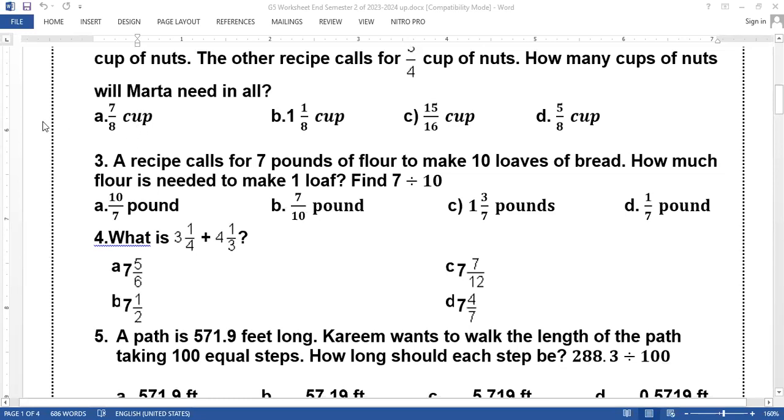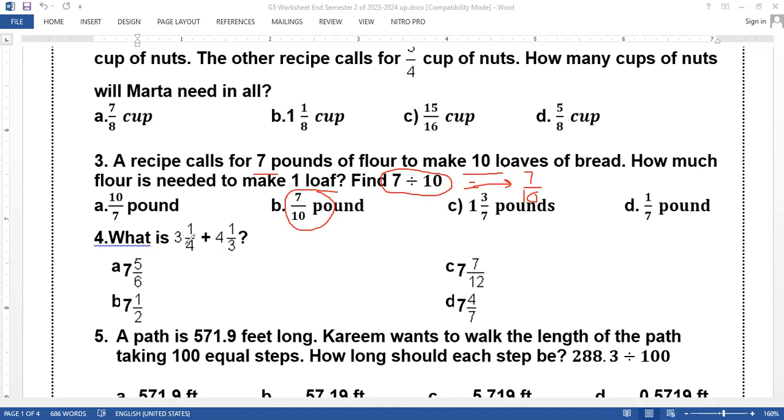Question number 3. A recipe calls for 7 pounds of flour to make 10 loaves of bread. How much flour is needed to make 1 loaf? So we write here 7 divided by 10. As you know, division can be written as a fraction, 7/10. We can write division as a fraction directly. 7/10. The answer is 7/10.